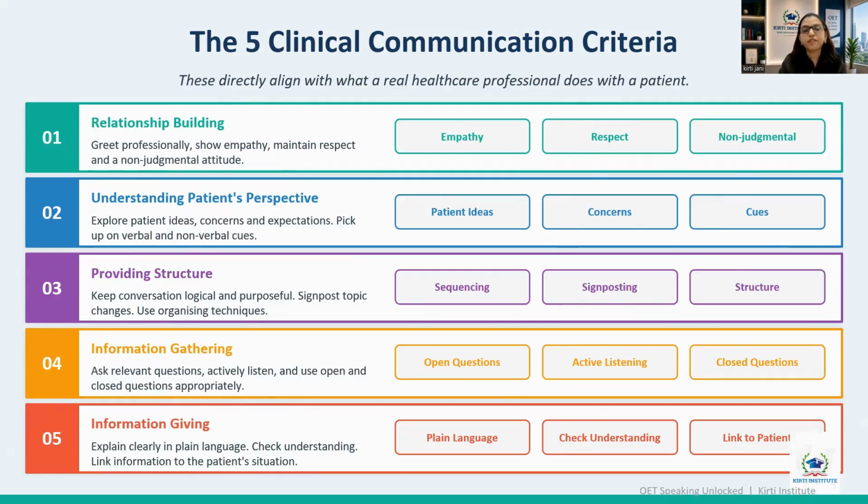Criterion four is information gathering. Now, when you gather the information as a healthcare professional, you are also an active listener. You listen to your patient appropriately, actively, and then you ask mixed questions, open ended first and then the closed ended questions. And you need to do the same in OET role plays. And the last criterion is information giving.